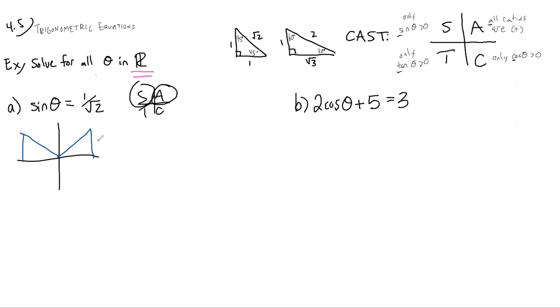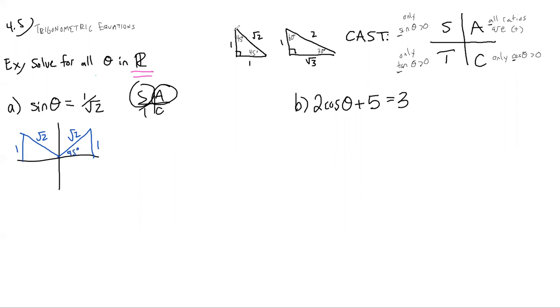And set up the 1 over root 2 and 1 over root 2. We should be able to recognize that this one looks like our 45-45 triangle. And so we'll just plug in the numbers for that.